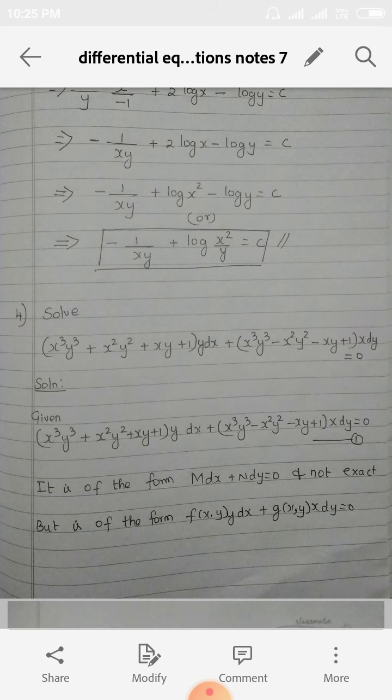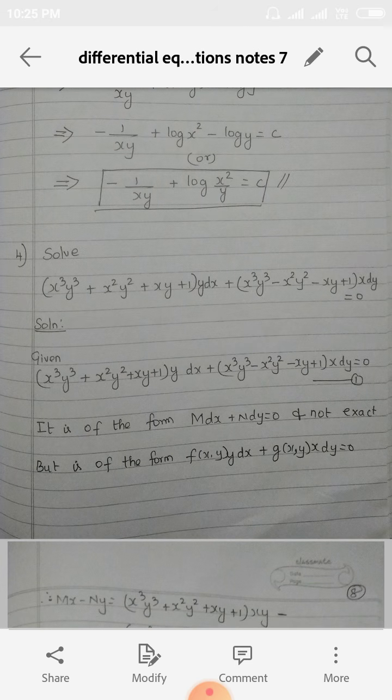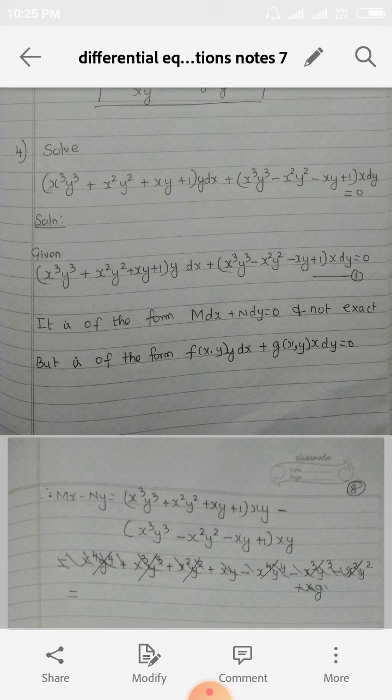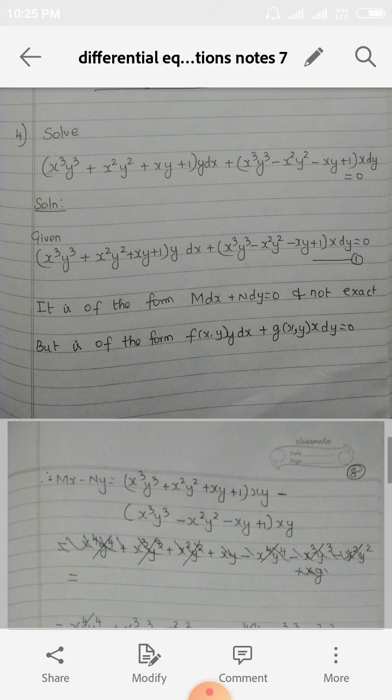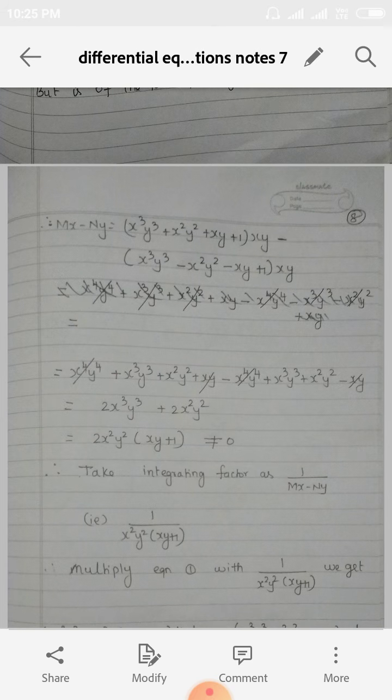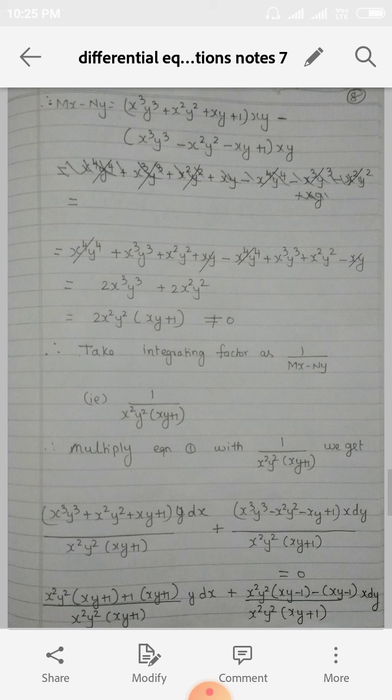See the fourth problem, the same method. It is not exact, but it is of the form f(x,y)·y dx + g(x,y)·x dy. So you have to find the integrating factor as 1/(Mx − Ny). Mx − Ny gives 2x²y²(xy + 1). Take the constant term and write the variables alone. So the integrating factor is 1/(x²y²(xy + 1)), and we multiply the equation with the integrating factor.